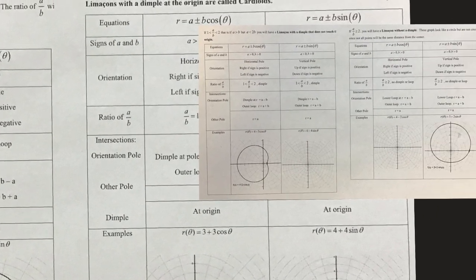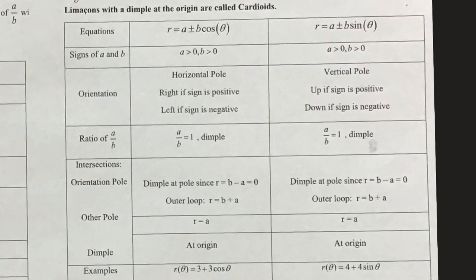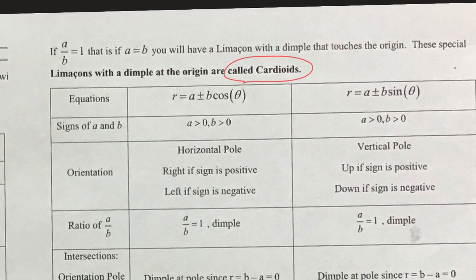Now, what if we changed our A and our B to be equal? Okay, so what if A and B are equal? Well, then we have a new thing. If A and B are equal, then we have something called a cardioid. So you know it's a cardioid if A equals B. Both of your numbers in your equation are the same.